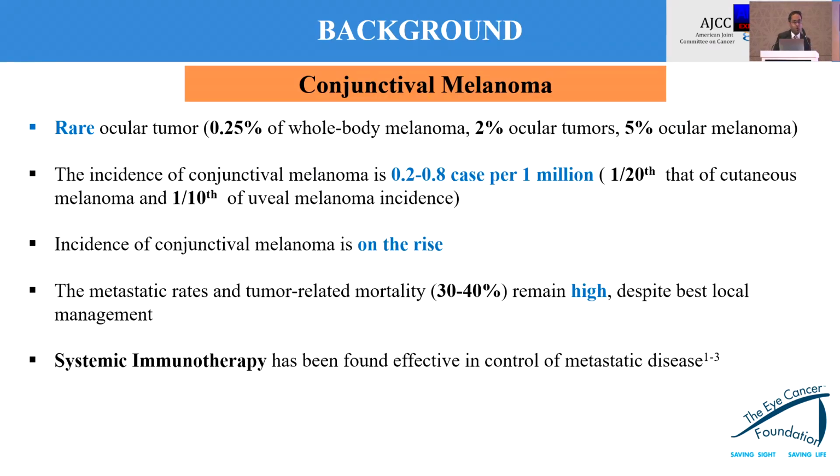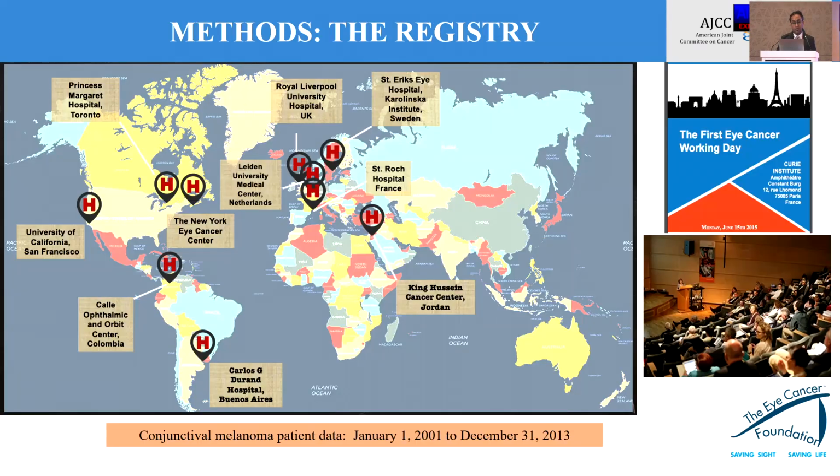Just a background: we all know that conjunctival melanoma is a very rare tumor, and there are reports which say that the incidence is on the rise. Despite the best local management as an ocular oncologist, the metastatic rates and the tumor mortality remain very high, to the tune of 40%. Of late, systemic immunotherapy has been shown to be effective in control of metastatic disease.